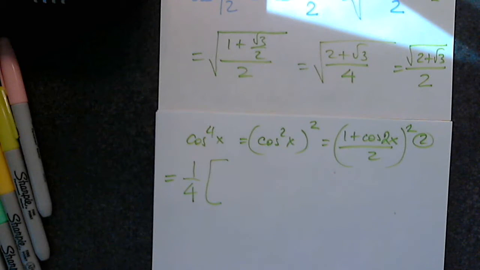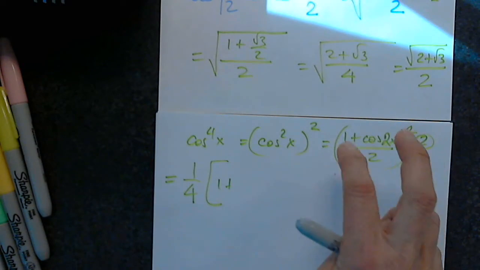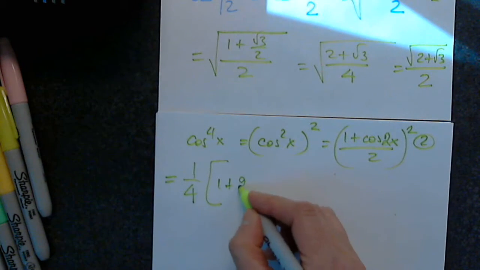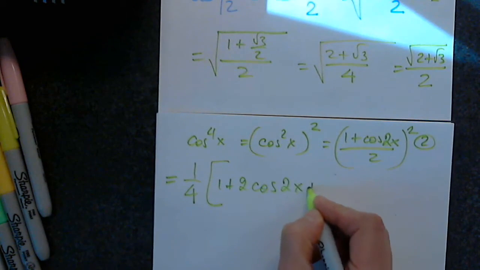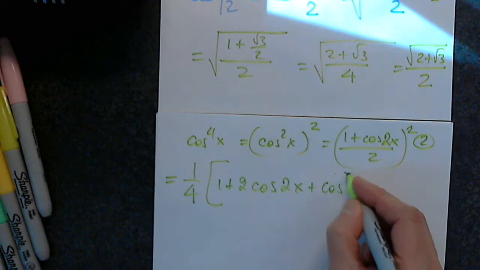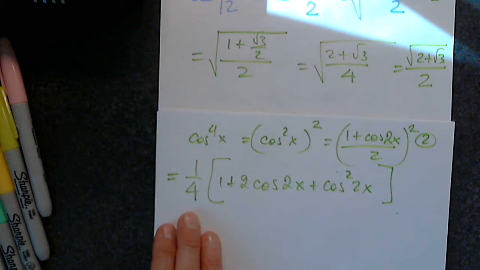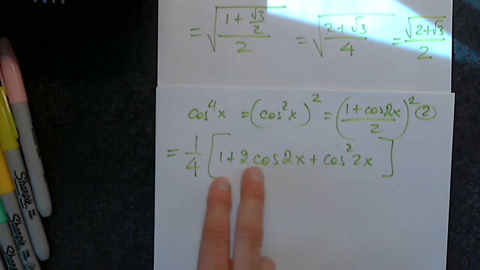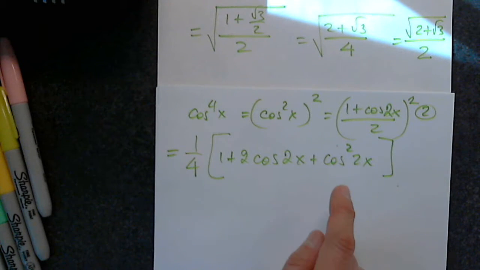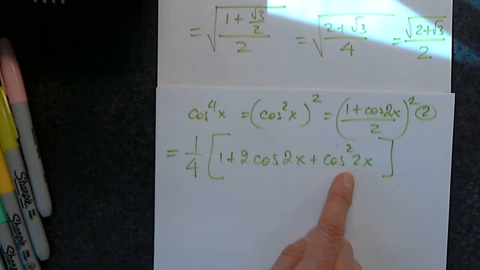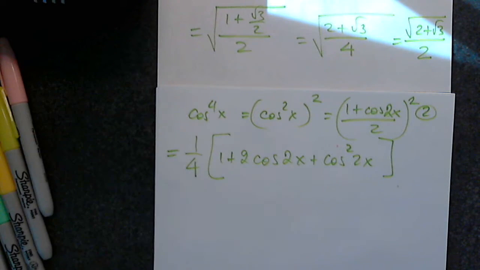And now when I square a binomial, I have to remember to write 3 terms. The first term squared is 1, plus 2 times the first times the second. Here he comes. And plus the second term squared. It is wise not to distribute 1/4 in here till you change this. Although it's not such a big deal.